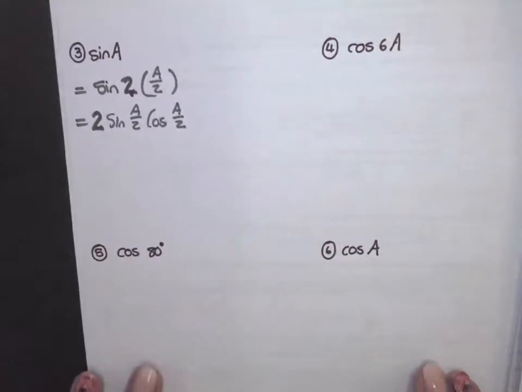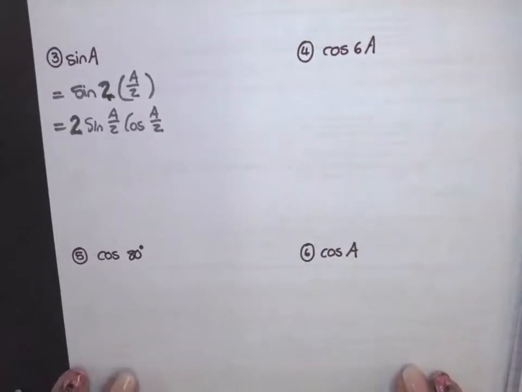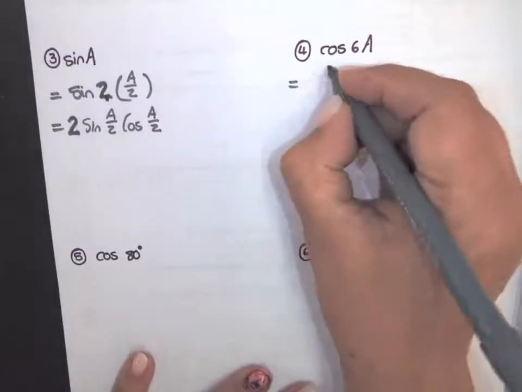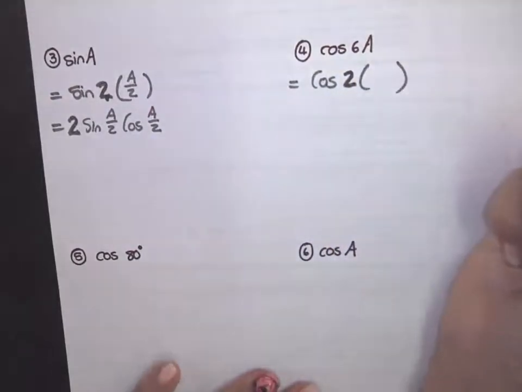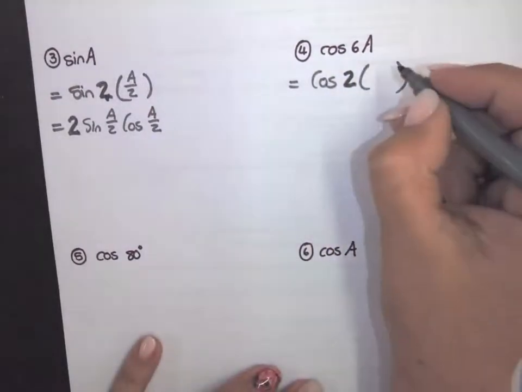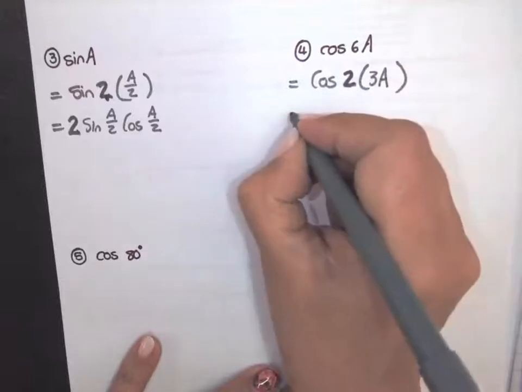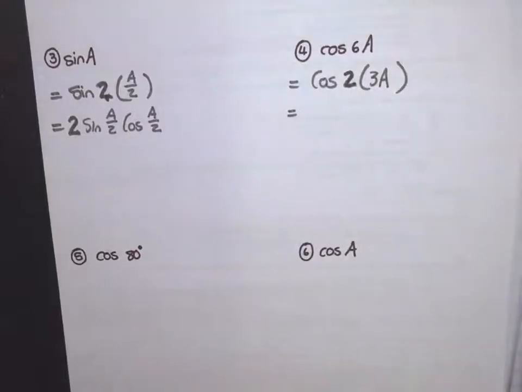Alright, now we move on to cos. Cos 6A. First, I have to write it as a double angle. 2 times what gives you 6A? 3A. Now for cos, you have three options. Let's write all three so that we can learn the patterns.